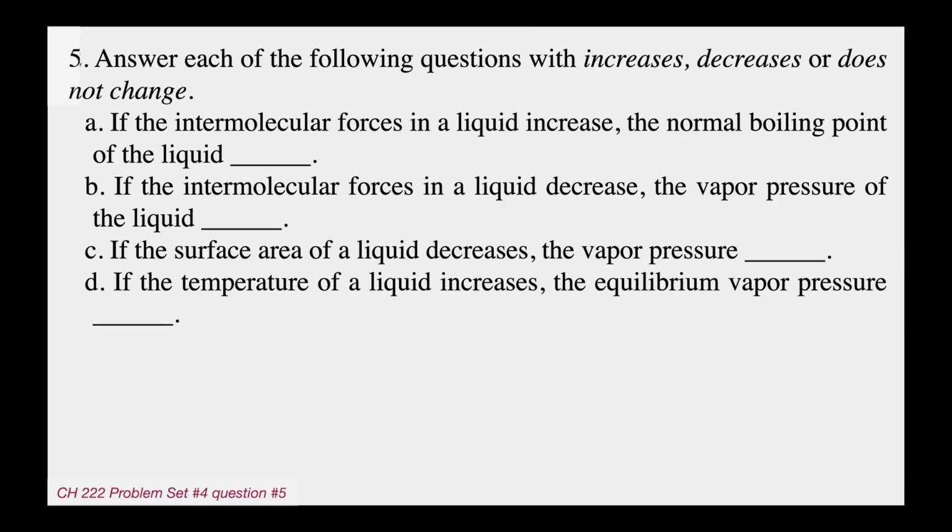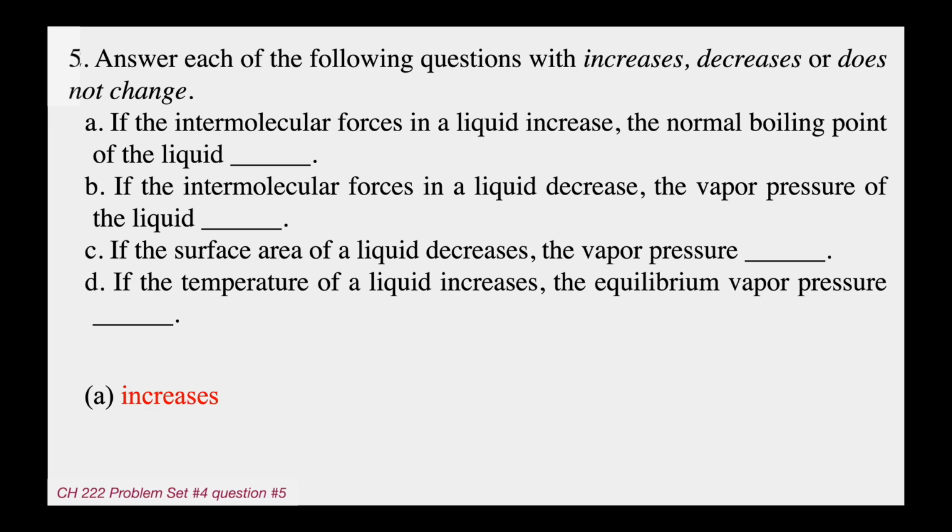Answer each of the following questions with increases, decreases, or does not change. If the intermolecular forces in a liquid increase, the normal boiling point of the liquid increases. If you look back at that graph on the last page, the intermolecular forces went from weak diethyl ether to the strongest, water, and the normal boiling point, the temperature at which a liquid boils at 1 atmosphere in pressure, was getting larger. So diethyl ether had the smallest boiling point, ethanol was in the middle, and water was the highest. So as intermolecular forces go up, the normal boiling point of the liquid goes up.